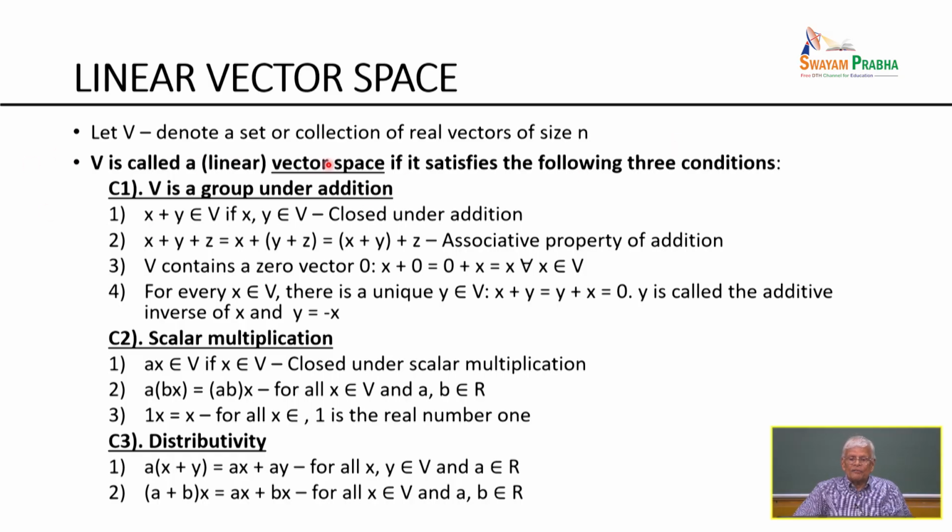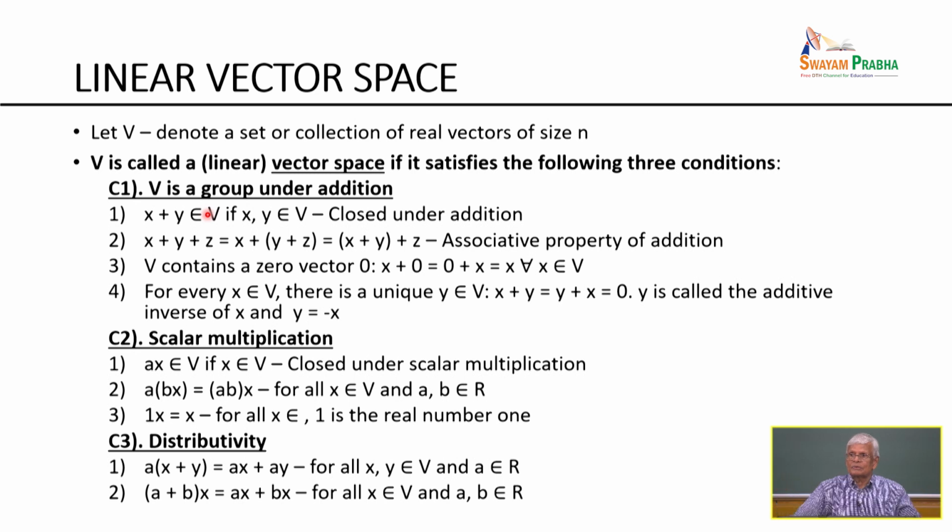V is called a vector space. A vector space is also sometimes called a linear space, or a linear vector space, if it satisfies the following three conditions. What is the first condition? V is a group under addition. That's an algebraic description. And what is that to be? For it to be a group, if I took two vectors x and y belonging to V, their sum belongs to V. With me? That means it is closed under addition.